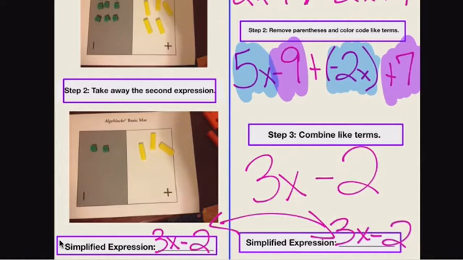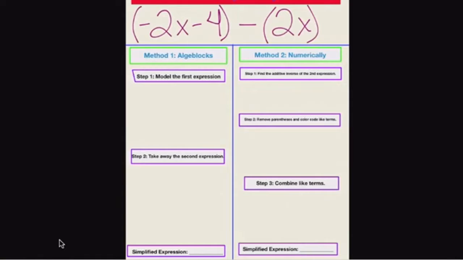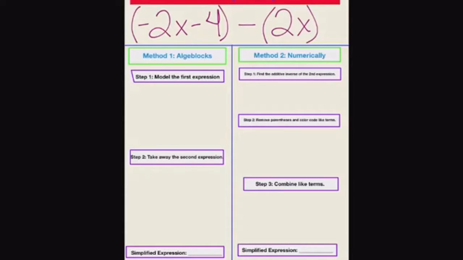Okay, we've got 2 more left like this to go. All right, negative 2x minus 4 minus 2x. So again, let's start by modeling negative 2x minus 4. This time our x is negative, so I'm going to put my negative 2x on my negative side here. And then we're also taking 4 away, so those are going to go on my negative side. Negative 2x minus 4 is showing. Go ahead and take a picture and drop that into GoodNotes.